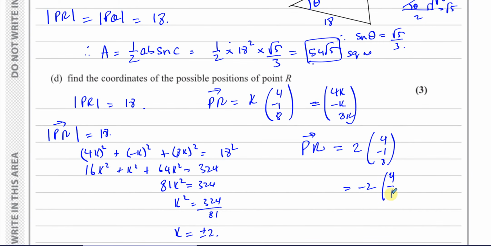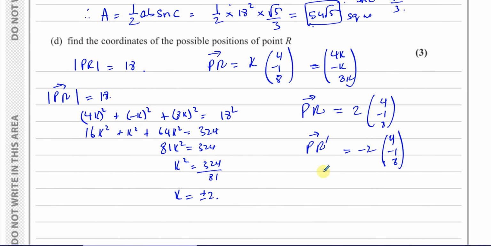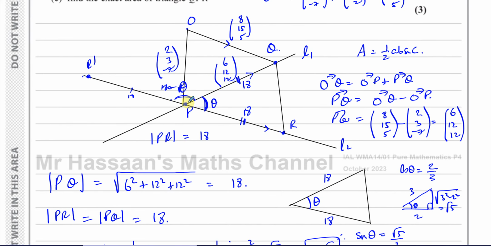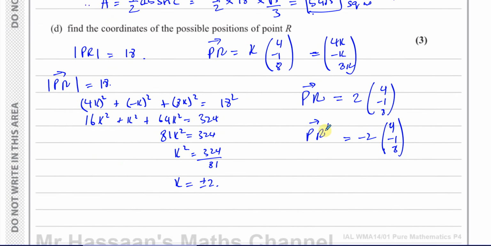4 minus 1, and what am I doing? Writing downwards. 4 minus 1 and 8. Okay, so PR can either be one of those two, right? So we want to find the possible positions of R, so we can go from O to P and then P to R.